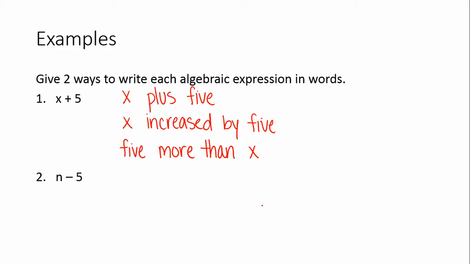So number 2, we have n minus 5. Minus is one of the words that means subtraction, so we can write n minus 5. And we only have to give two ways here, so let's use that less than. Remember, more than and less than mean addition and subtraction, but we need to flip the order. So we would say 5 less than n.